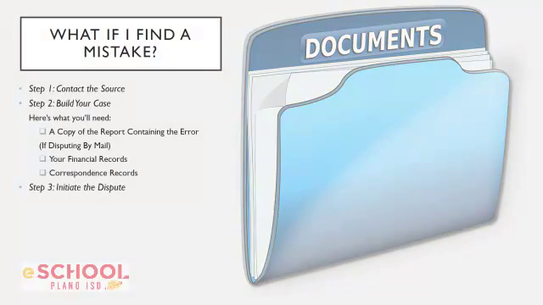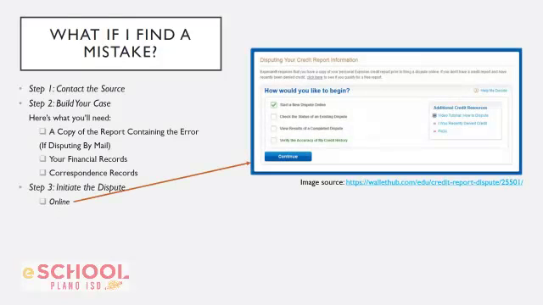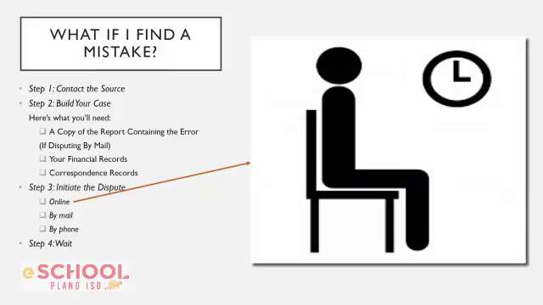Step 3, initiate the dispute. You can do this in one of 3 ways. There's online, and this is what it may look like. You can do it by mail, by phone, and then step 4 is the easiest one, just wait. Once the credit report dispute has been initiated, the respective credit bureau will contact the financial institution from which the information originates. That is the furnisher, so to speak, in order to verify that it is either legitimate or erroneous. Information typically has to be given within 30 days, but the process usually takes about 2 weeks according to the credit bureau Experian.